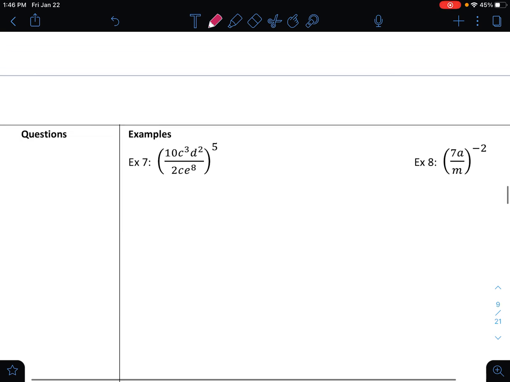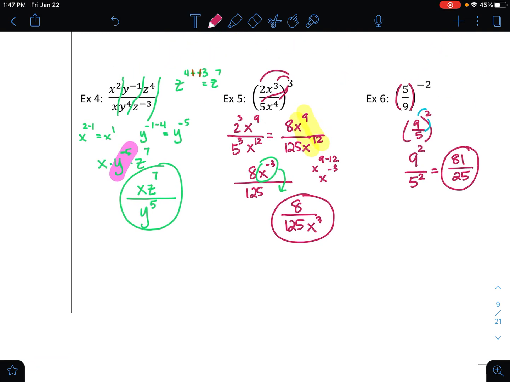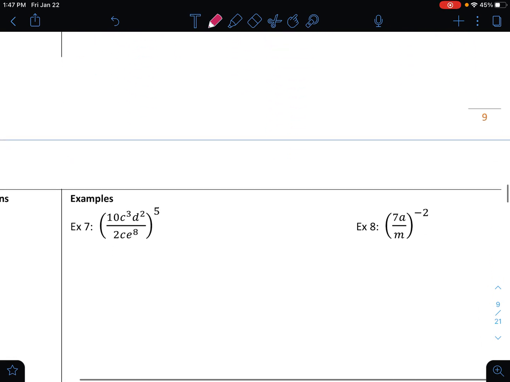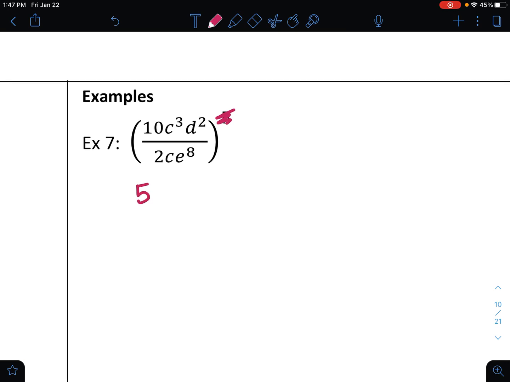Okay, on number 7, I'm going to do number 7 a little differently than I did number 5. So number 5, I started by taking the outside power and applying it inside the parentheses, which is perfectly fine. But what I'm going to do is temporarily ignore the 5, and simplify what I see in the parentheses. So here's what I see. I see 10 divided by 2 is 5. I see c to the third divided by c to the first. So when I subtract those 2 powers, I get a positive 2.